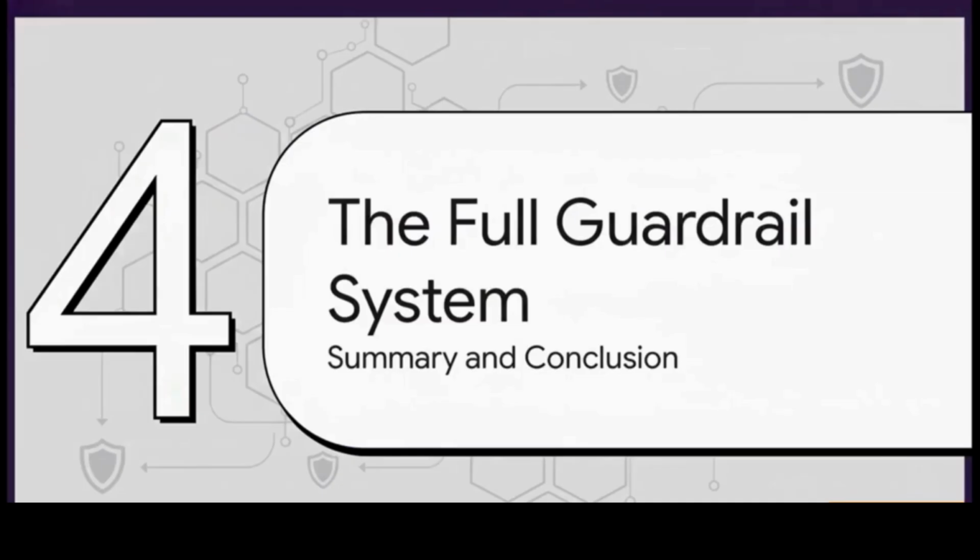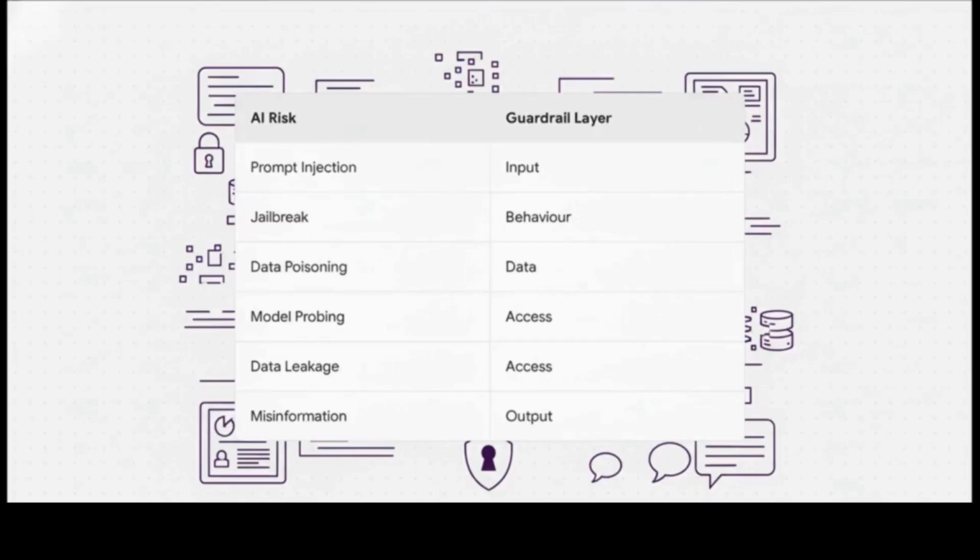So we've just walked through 6 different threats, and each one has its own specific defense. But here's the most important part. It's not just that they exist, it's that they all have to work together as one big comprehensive system. And this summary table just lays it all out perfectly, doesn't it?